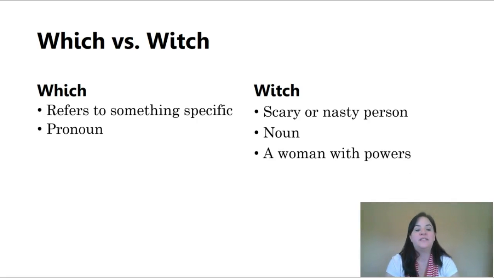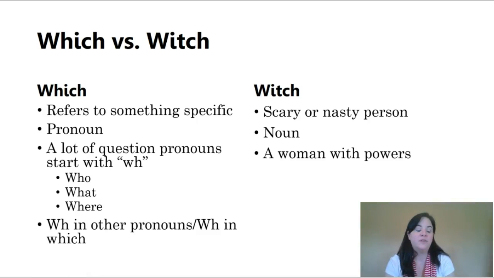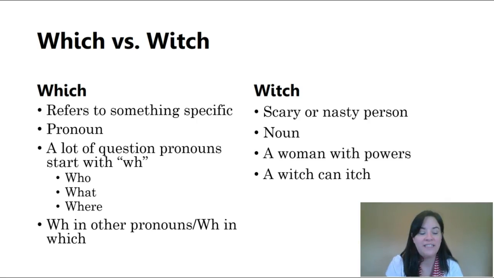To help you remember this, consider that which, W-H-I-C-H, is a pronoun. And a lot of other questions and question pronouns start with W-H too, like who, what, or where. So you can remember that WH is in other question pronouns, and WH is in which. The other witch, W-I-T-C-H, you can remember by thinking of the phrase, a witch can itch. Witch has the word itch in it, and only a person can itch. A pronoun cannot itch, so that may help you too.